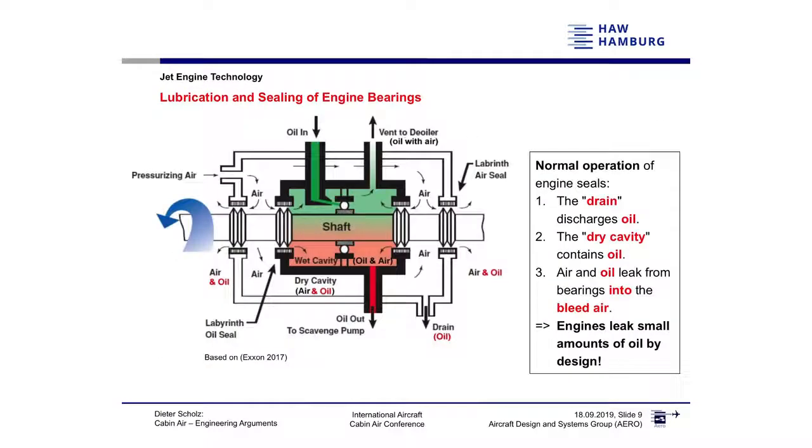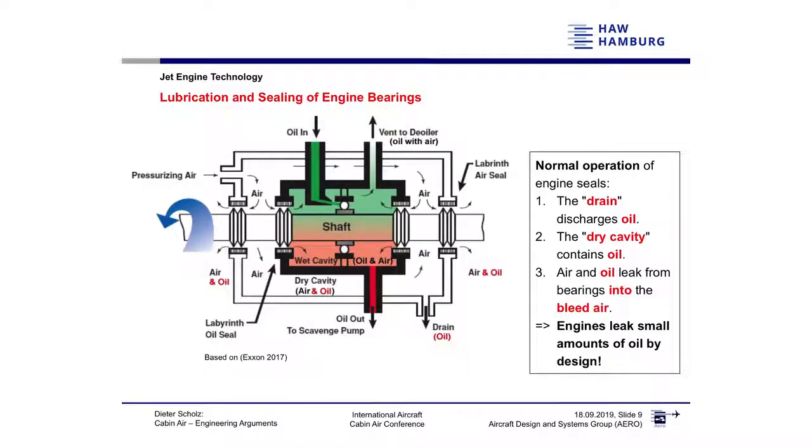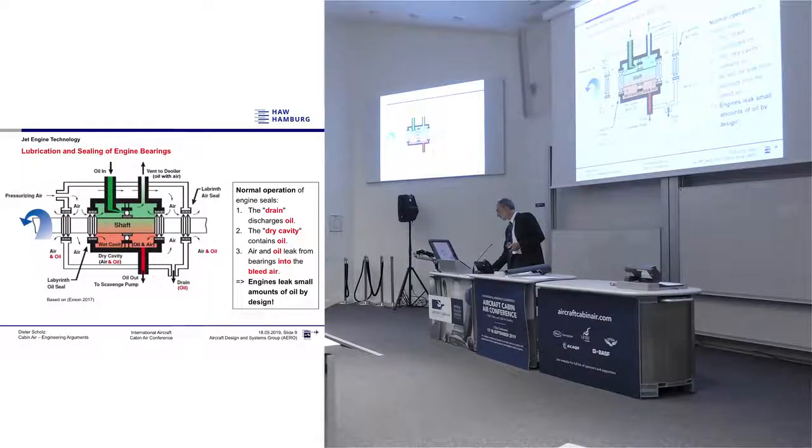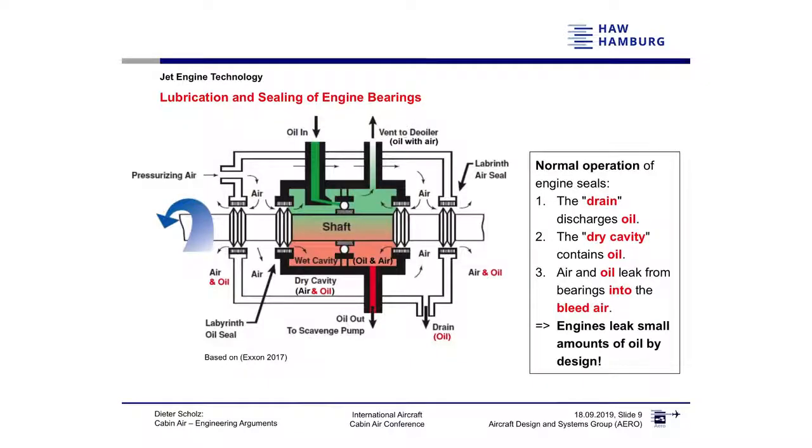Now, we've seen that picture, and I'll go a little bit more into detail. Well, Susan said the air needs to go in through the seals in order to prevent the oil from going out. And we see here in the so-called dry cavity, there's an oil drain, but it's not water, it's oil. So we know that we have an air and oil mixture here, whereas we have an oil and air mixture here. Now, there's this double sealing, and if the air is pressing in here, the air is also pressing out there, and there we see that air and oil are going out, and this is why we have the normal leakage.